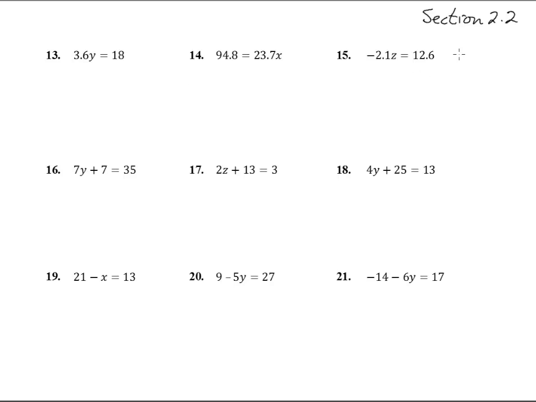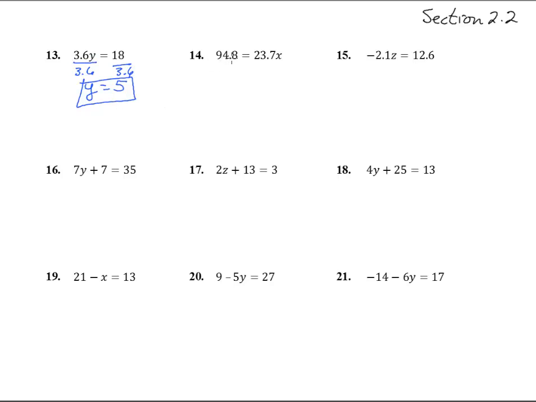Here we are in section 2.2 with the answers to number 13 through 21. Here we have 3.6y equals 18. We're going to divide by 3.6, divide by 3.6, and we get y equals, punch 18 divided by 3.6 into the calculator, and we get 5.